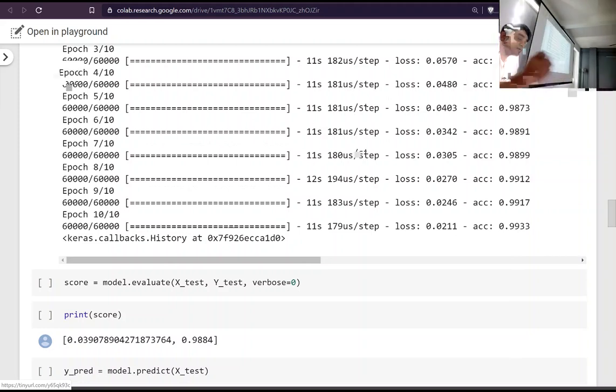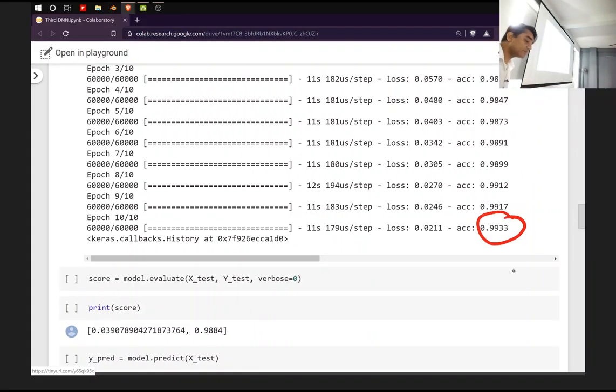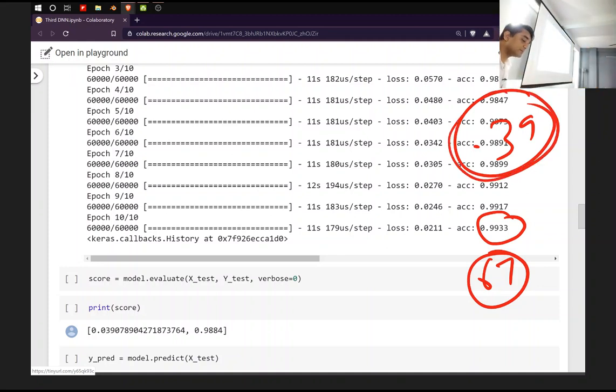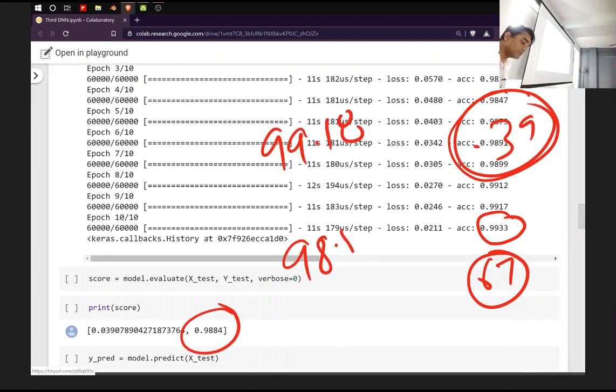Why would I say that? Because right now I'm at 99.33 here, so I have a scope of increment of 0.67. In that network, the scope was 0.39. I'm looking at scope, I'm looking at potential right now. This network has potential, I can push it higher. But that network had this gap, and the validation accuracy was 99.18. Here my validation accuracy is 98.84.